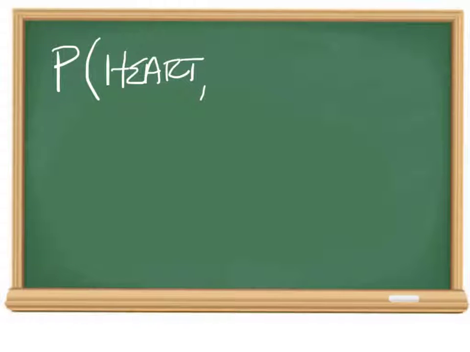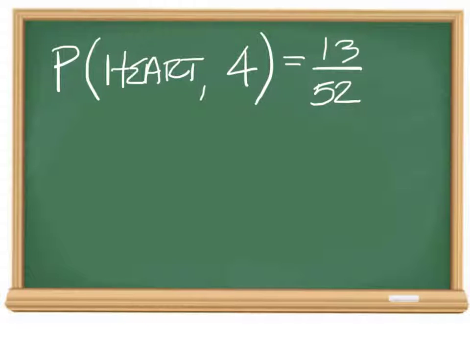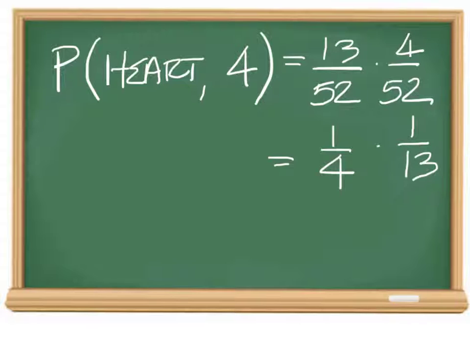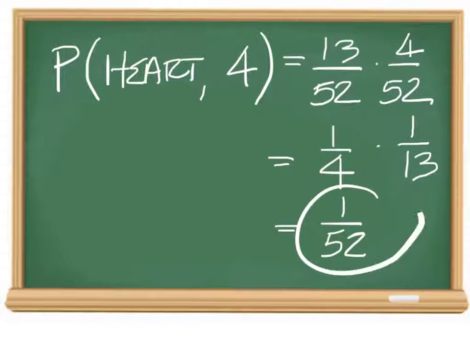Practice 1. What is the probability of drawing a heart and then a 4? The probability of drawing a heart is 13 over 52, and the probability of getting a 4 is 4 over 52. Now reduce these before you multiply. This one reduces to 1/4, and this one reduces to 1 over 13. So when you multiply these together, you come up with 1 over 52.